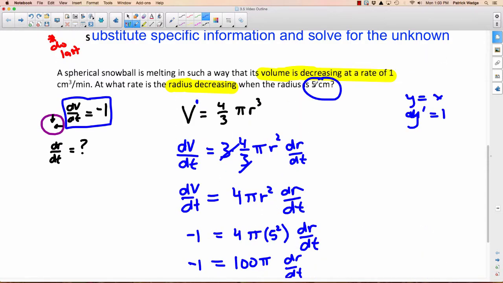Notice you do that at the end. Don't plug that 5 in at the start. A lot of people do that. Like when they find this formula right here, they go ahead and plug 5 in right now before they take the derivative, and everything goes wrong. You do not want to do that.